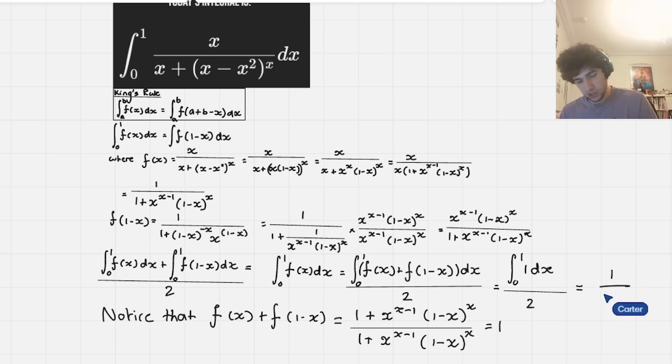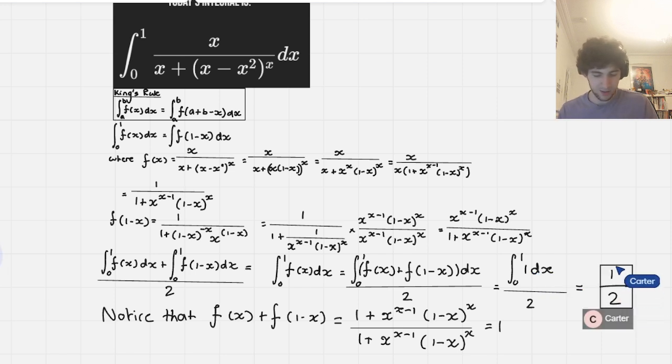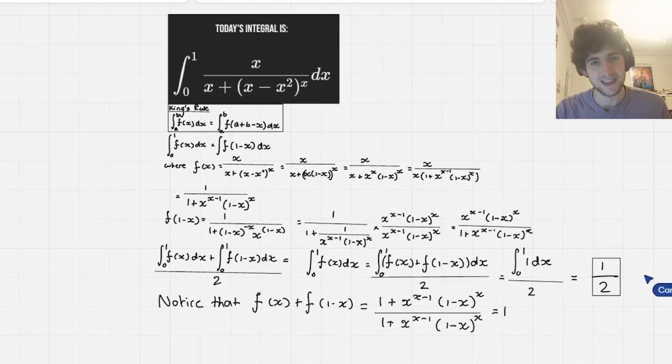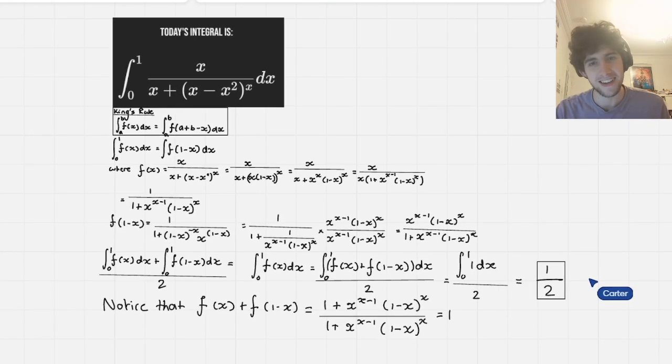So what I end up getting is just 1 over 2. And that's it. That's the answer, 1 over 2. What a nice answer, to be honest with you, for such a complex integral. That is a pretty nice answer. So, cool.